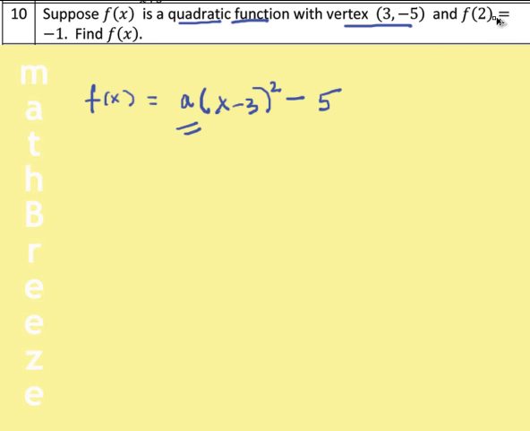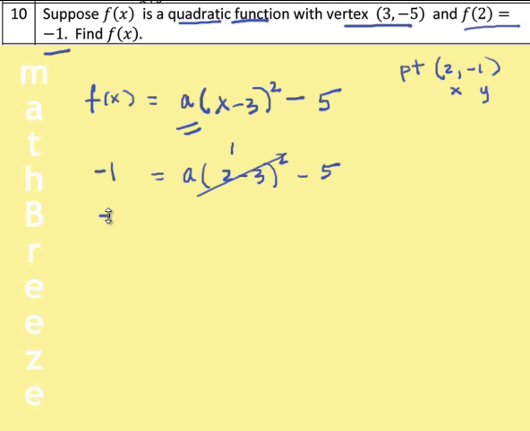To find a, we're going to use this information, f of 2 equal negative 1. So basically we're given another point, the point 2 comma negative 1. We'll substitute that in. So the negative 1 is here, and the 2 is here. This is minus 1 squared. This is just 1. Add 5 to both sides, and we have a is equal to 4. So just replace that a with a 4, and there's our function.